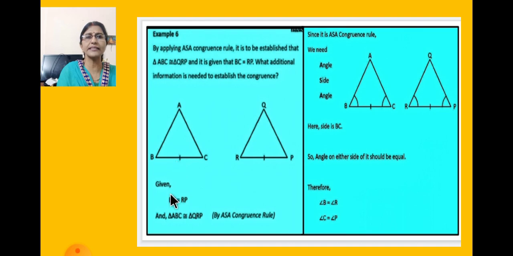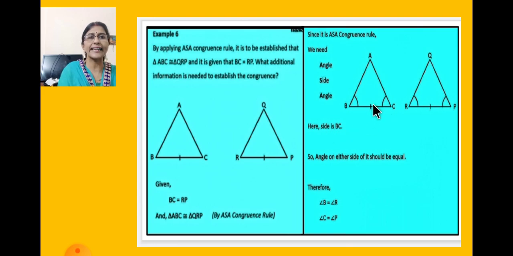So we know only this side, what is given we'll write, BC is equal to RP. And we have to prove these two triangles are congruent: triangle ABC is congruent to triangle QRP by the ASA congruence rule. And you know in the ASA congruence rule, angle side angle, we have to take two angles and the side should be in between the angles. So here you need two more angles, and the side should be in between these two angles. So that is the thing.